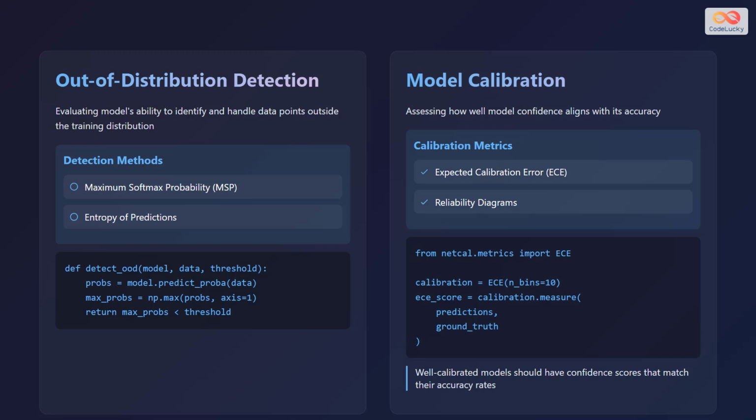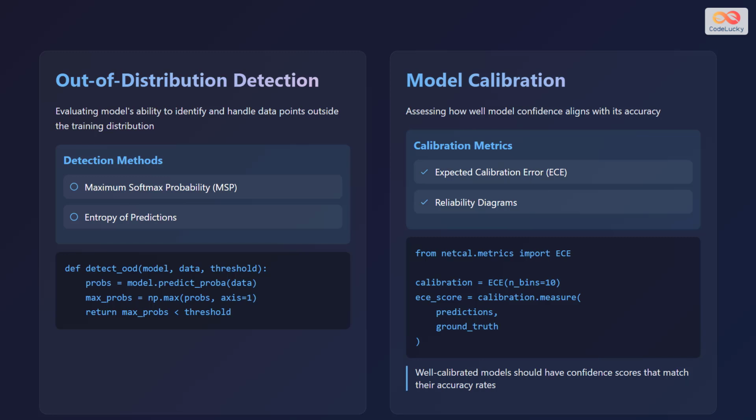Here's an example of detecting out-of-distribution data. Define a function to detect out-of-distribution data, taking a model, data, and a threshold as input. Calculate the probabilities using the model's predict_proba function. Find the maximum probability for each data point. Determine if the maximum probability is less than the threshold. Then return the result.